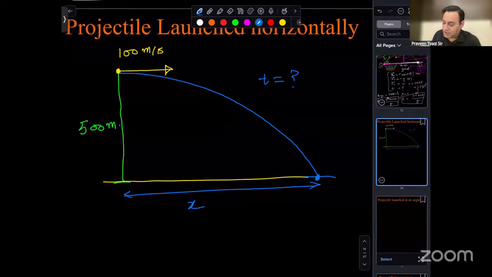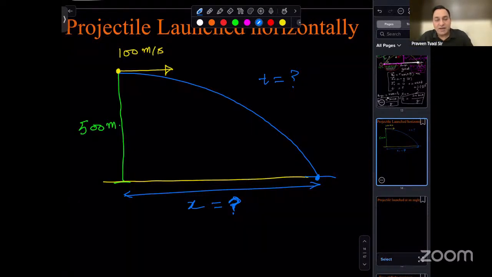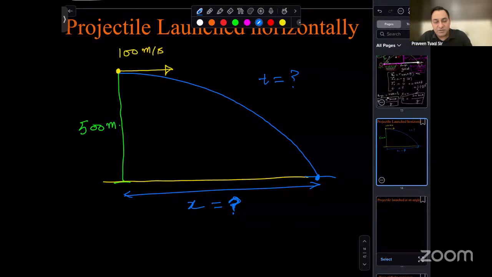What will X be, what will T be, tell me that for the time being. First show me that correctly, then my confidence will build that you are understanding things and it's not all going over your head. So please tell me what will be the time after which it hits the ground, and how far from the building is this stone going to hit the ground. Quickly try to solve it.